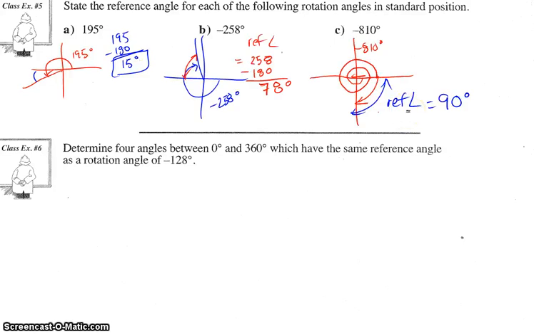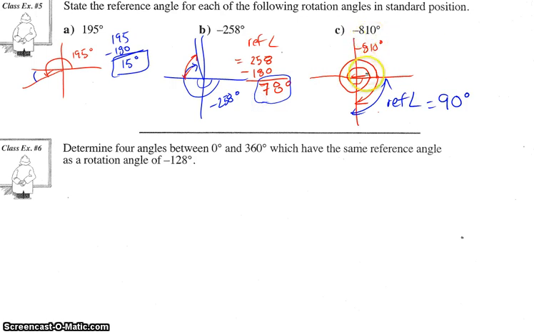Negative 258 degrees. Did you guys draw that in the clockwise direction, hopefully? And then our reference angle ends up being this angle right here between that terminal arm and the x-axis, which can be found by going just 258 degrees, take away the 180 part, this part here, and we would get 78 degrees as our reference angle.